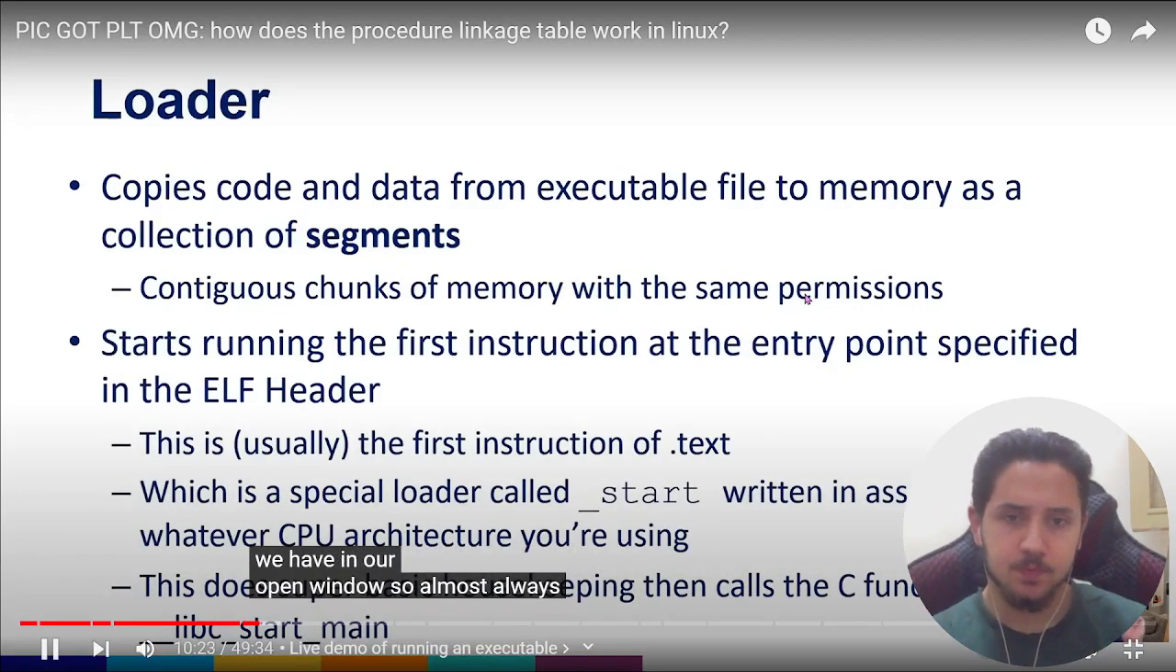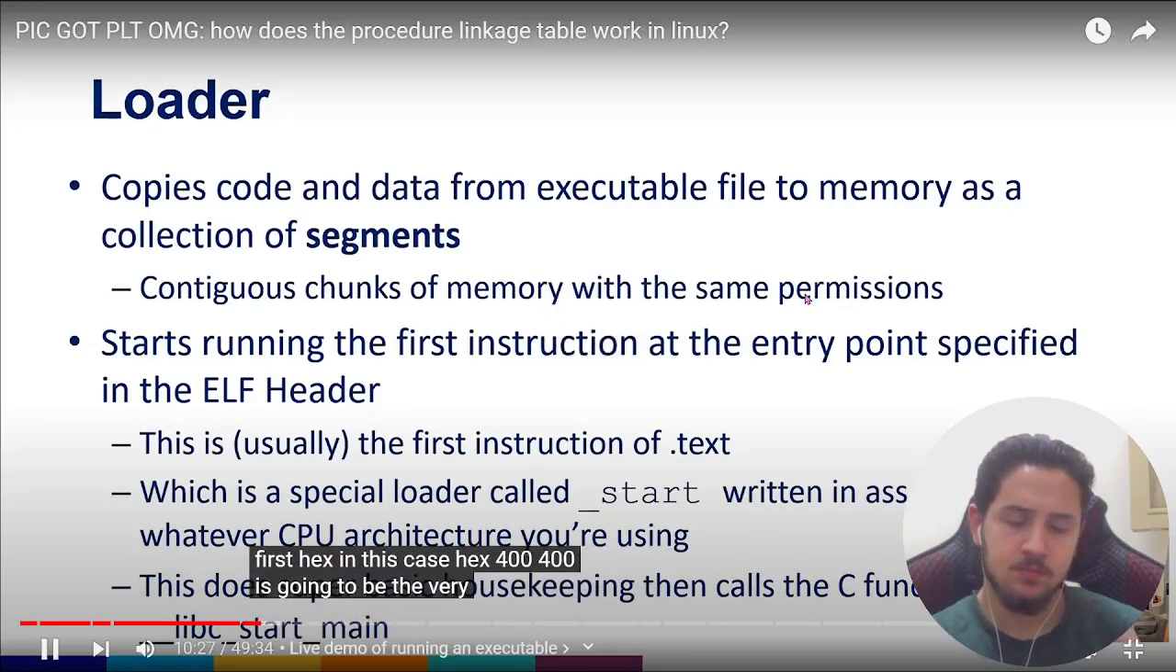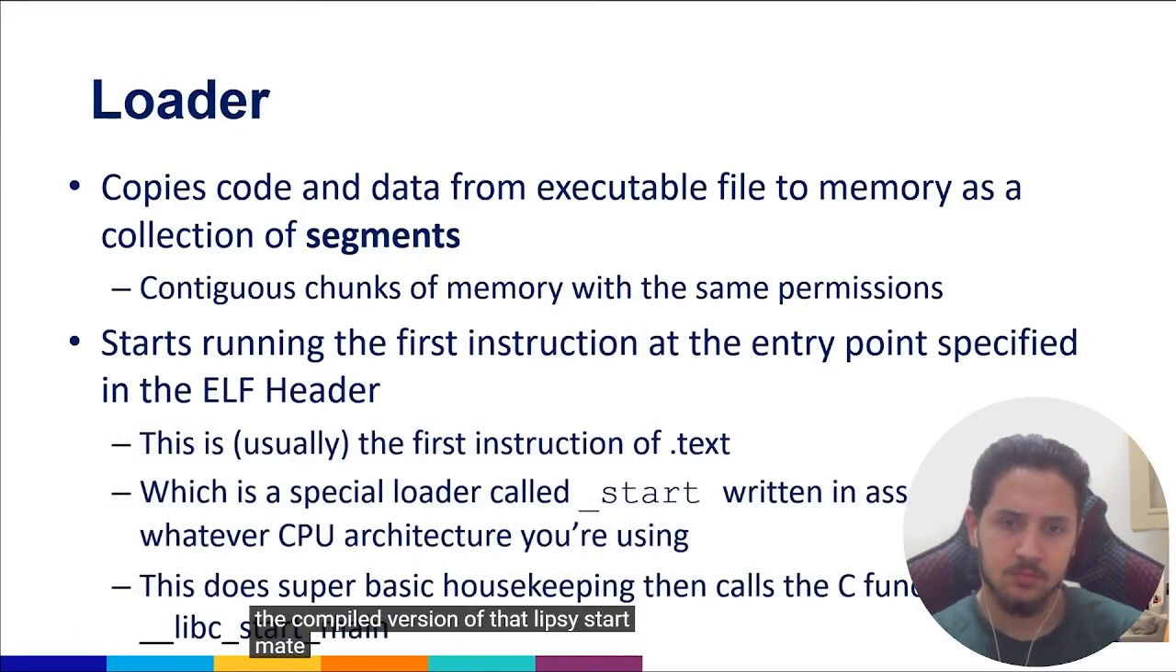So almost always that first hex, in this case hex 400, is going to be the very first instruction of an underscore start program, which is just a handwritten executable program that will load a compiled version of the libc start main function. And it just does some super basic housekeeping. Then it goes ahead and loads the compiled version of that libc start main.